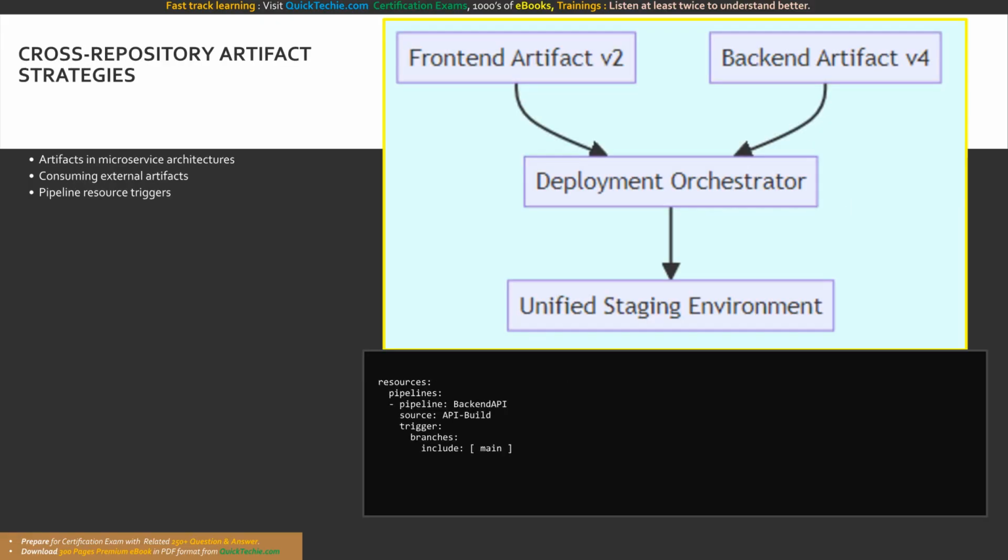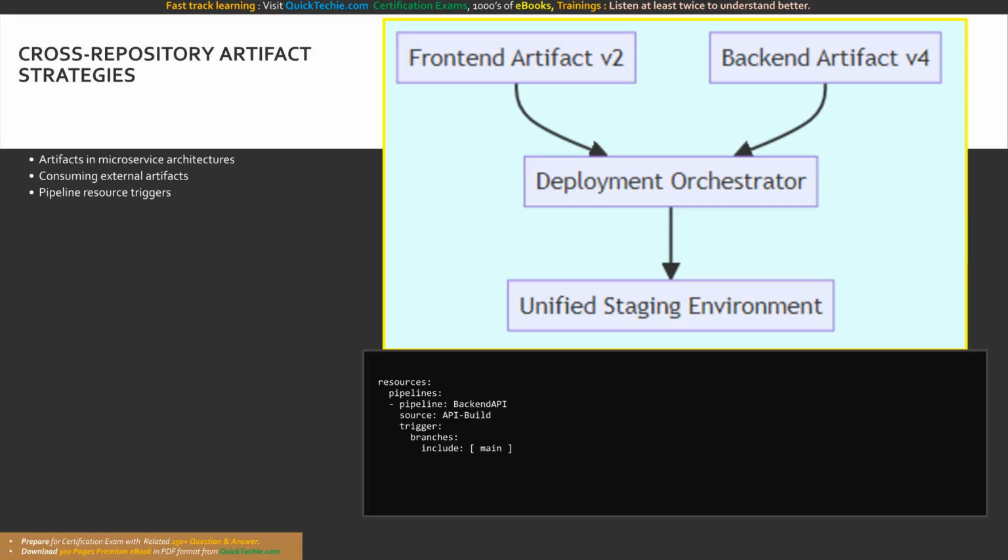As transformation teams mature into building massive, distributed microservice architectures, they must navigate cross-repository artifact strategies. In a multi-repo environment, a deployment might require combining an artifact version generated by the back-end API pipeline with a completely separate artifact version generated by the front-end React pipeline. Azure Pipelines handles this elegantly through pipeline resource declarations. A single deployment YAML file can be configured to consume multiple upstream artifact sources simultaneously.